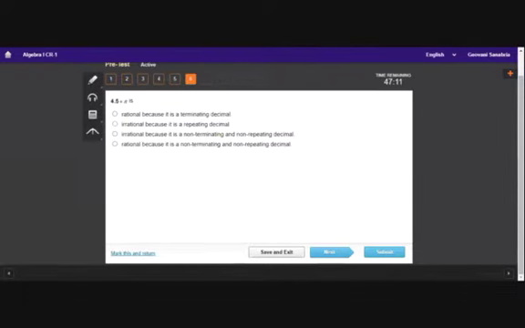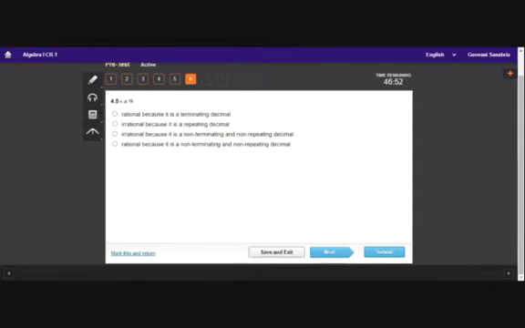Okay, pi is an irrational number. What was the pi again? If you hit the pi button on the calculator, it'll show you. Yeah, okay. The decimals go on forever, but they never repeat.